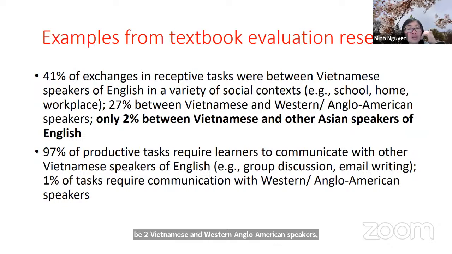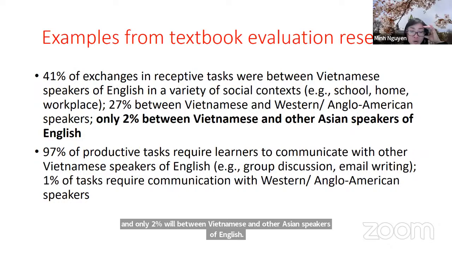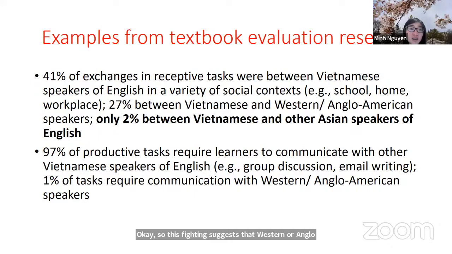Okay, so these findings suggest that Western or Anglo-American speakers, rather than other Asian speakers, were considered the main interlocutors with whom Vietnamese students may communicate in intercultural contexts, which is not the case in real life communication, because thinking about the geographical location of Vietnam, right? It is situated in Southeast Asia, and it has a lot of collaboration partnerships, business partnerships, with other Asian countries in the region, right? Then chances are Vietnamese students may communicate with Asian speakers of English more often than with speakers of English from other regions of the world, right? But the books obviously don't prepare students very well for that purpose.